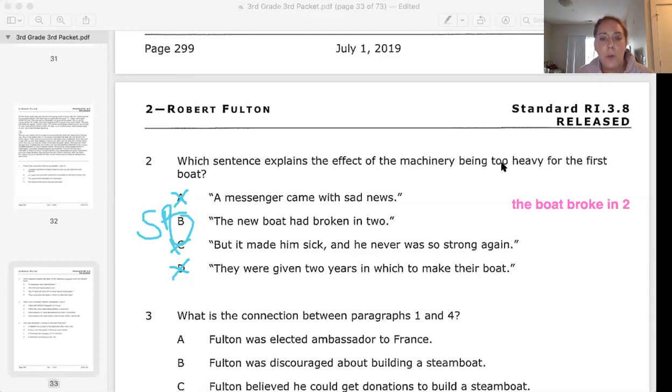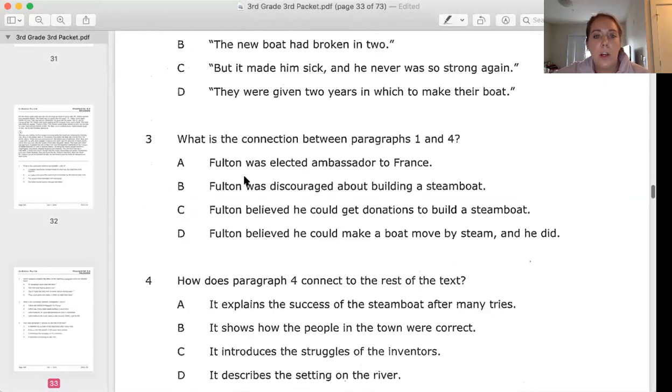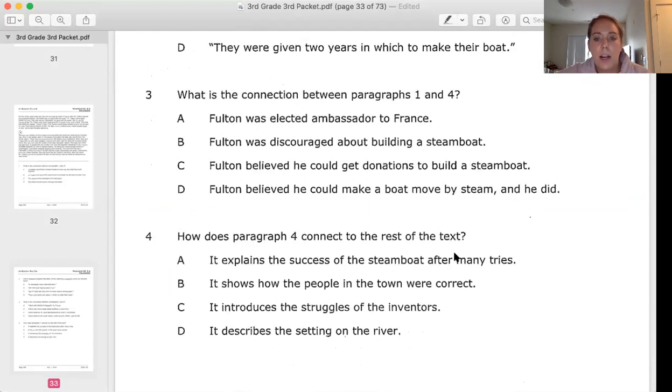Okay. You are going to do questions 3, 4, and 5. I'm going to go through them quickly with you. So look at question 3. What is the connection between paragraphs 1 and 4? Again, you need to think about how are 1 and 4 similar. What are they mentioning that is the same? Paragraph 4, how does paragraph 4 connect to the rest of the text? You're not really making a 3-column chart for this because you're comparing all 4. You're trying to connect all 4 paragraphs. So how are they the same?